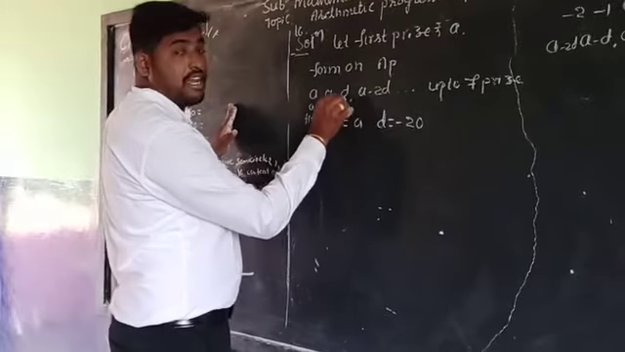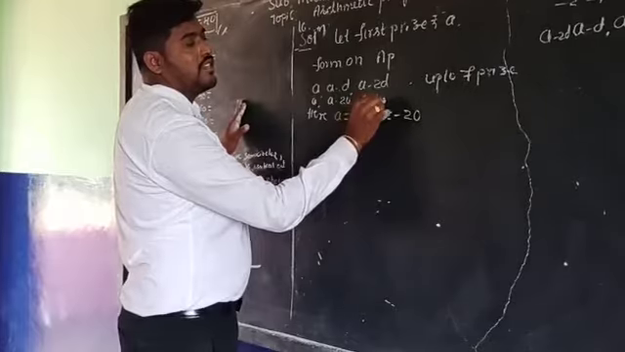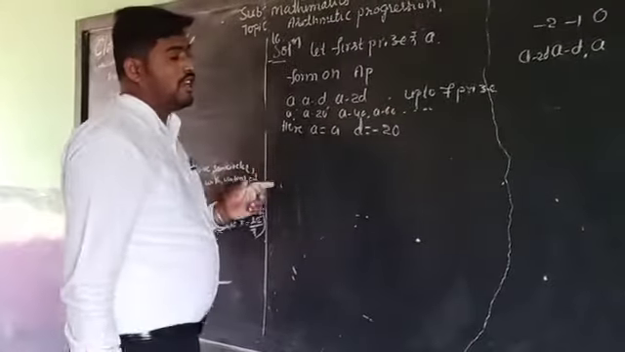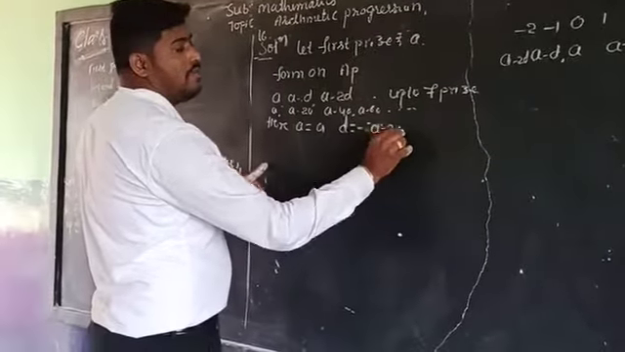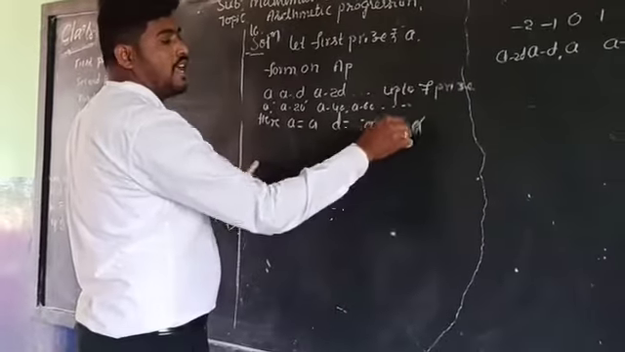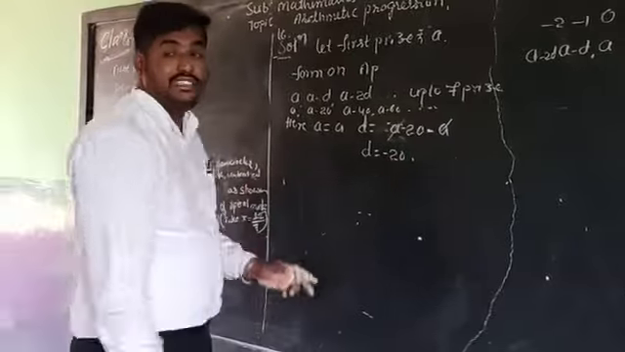D is the common difference. How much? 20. Then a minus 40, then a minus 60, and so on. So the common difference is a minus 20 minus a. The a gets cancelled. What will you get? D is minus 20.